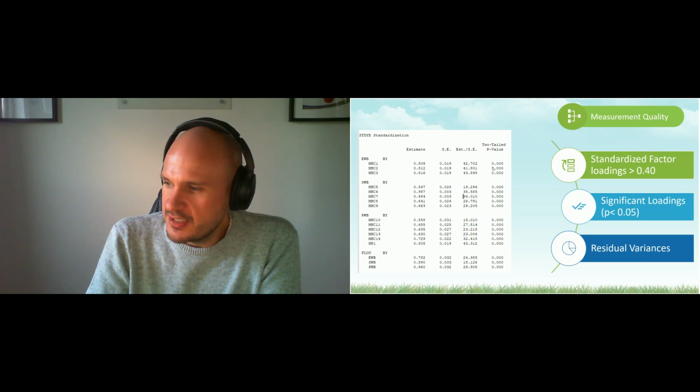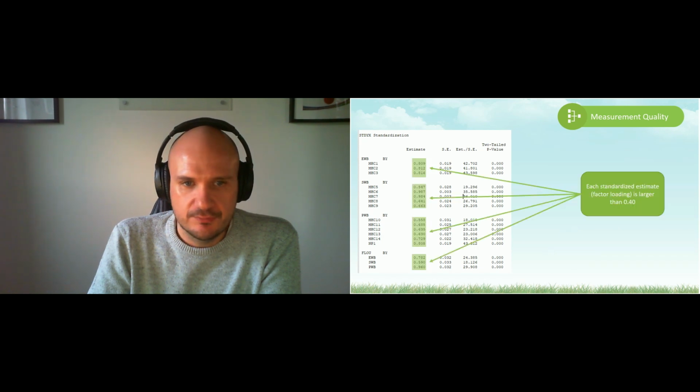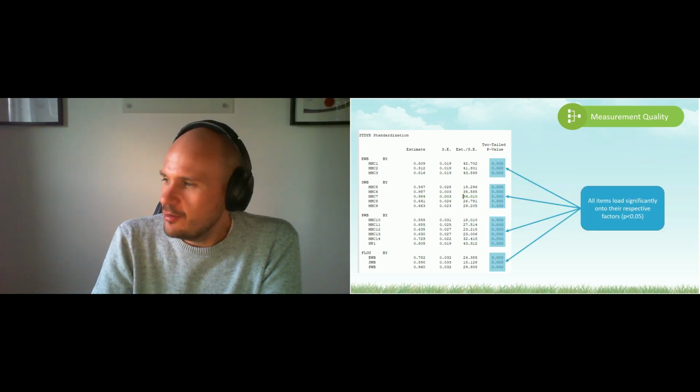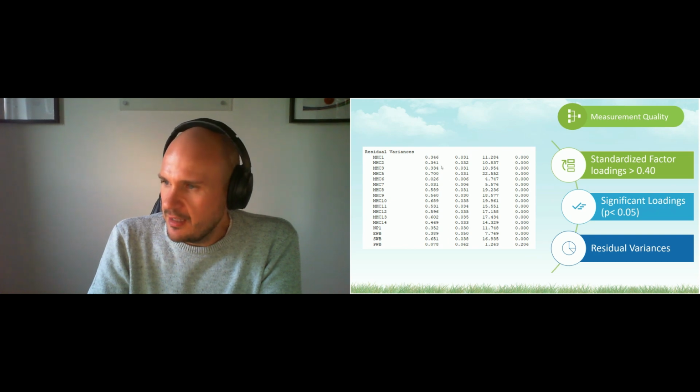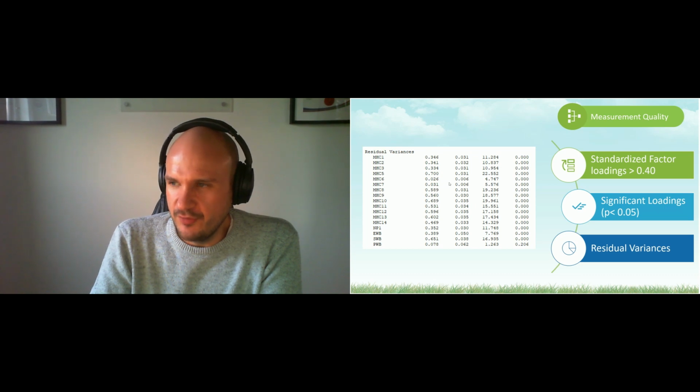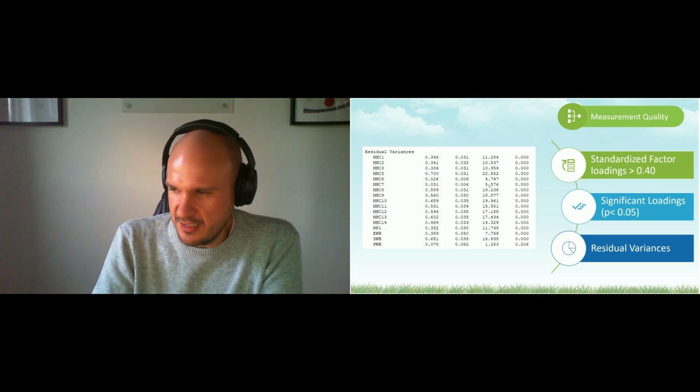We want to make sure that all load significantly. Yes, they do. Right? So they're all bigger than 0.4, and they're all significant. Good job. Residual variances need to be as close as possible to 0, and they need to be significant. So there's only a few of them that's close to 0, right? Most of them have a lot of residual variance. So there's a lot of noise in them.